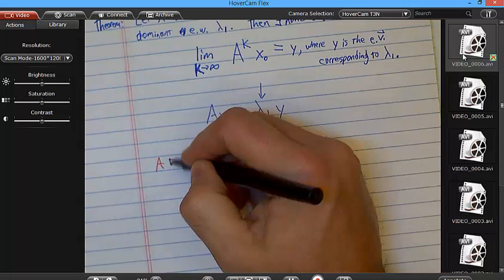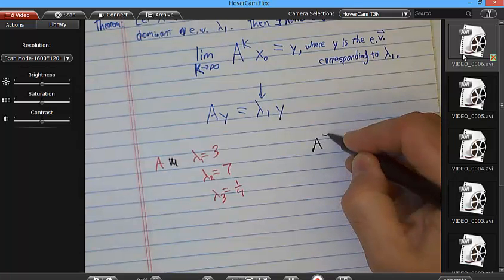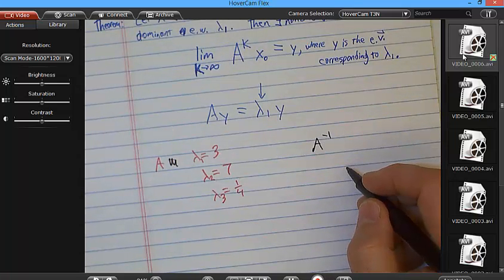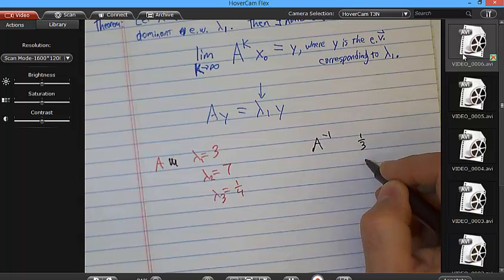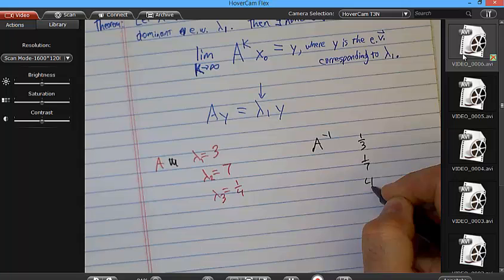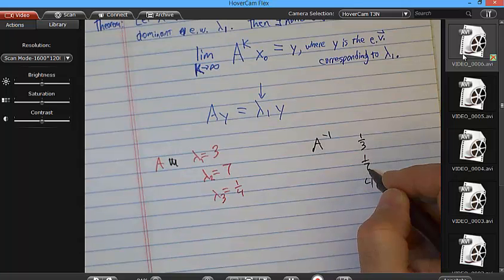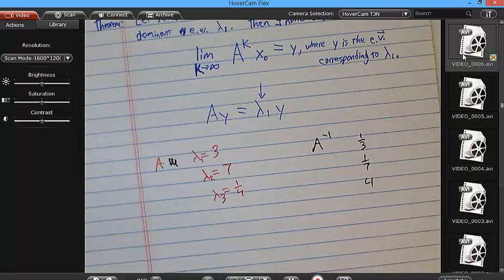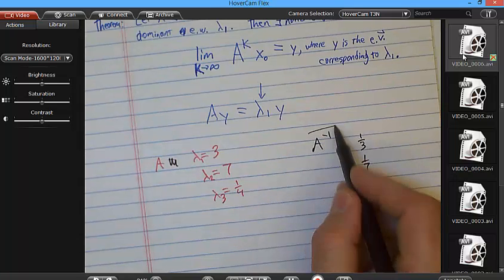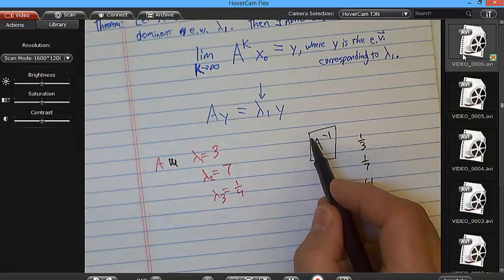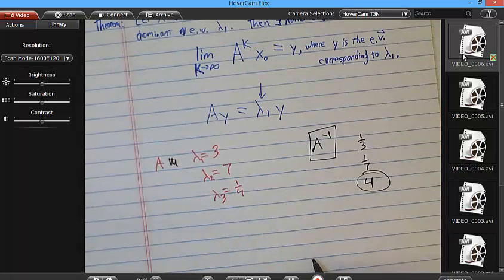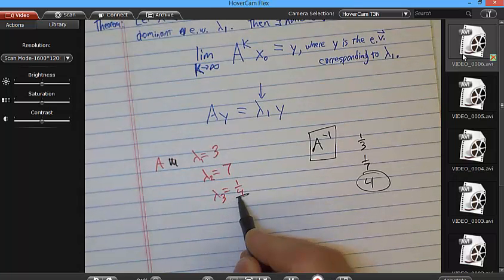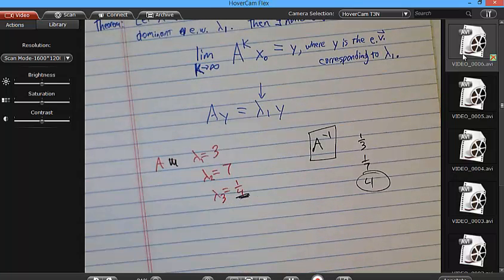What's going to be true about A inverse? Do you know the eigenvalues of A inverse? That's it. 1/3, 1/7, and 4. So the way the inverse power method works is this. If you have the inverse and you apply the power method to that, you'll come up with that. Then take the reciprocal, and that proves that 1/4 is an eigenvalue of A.